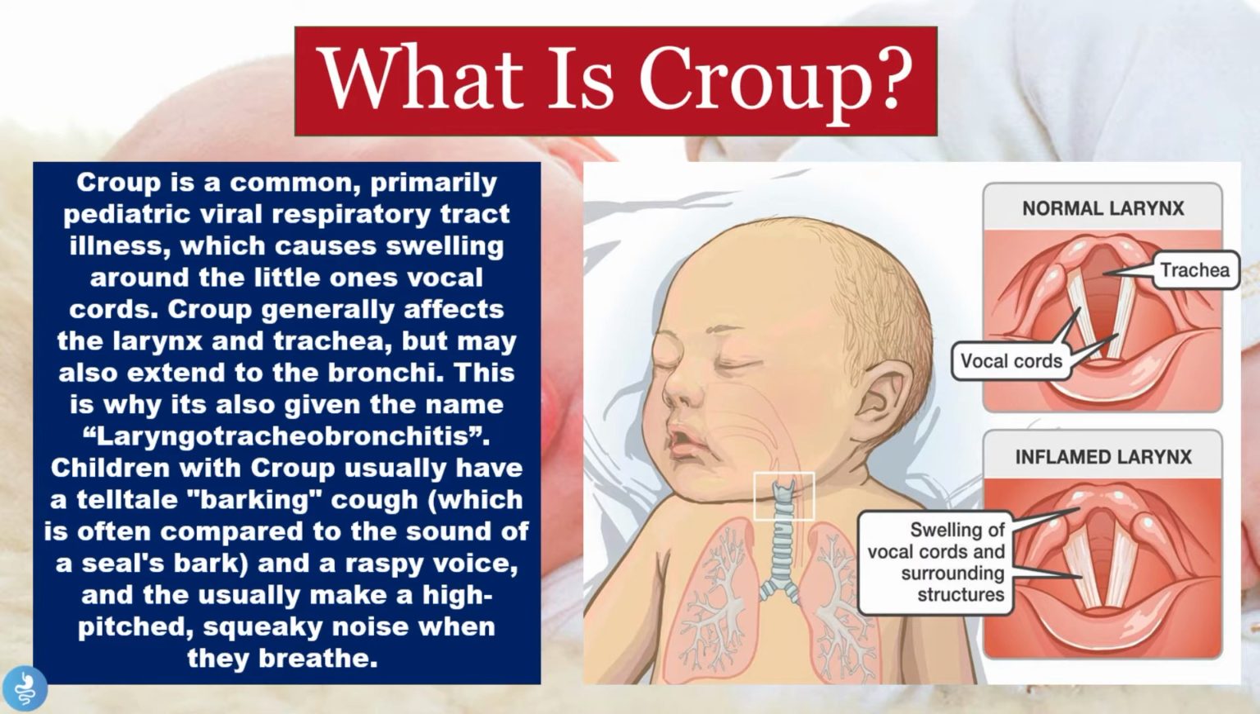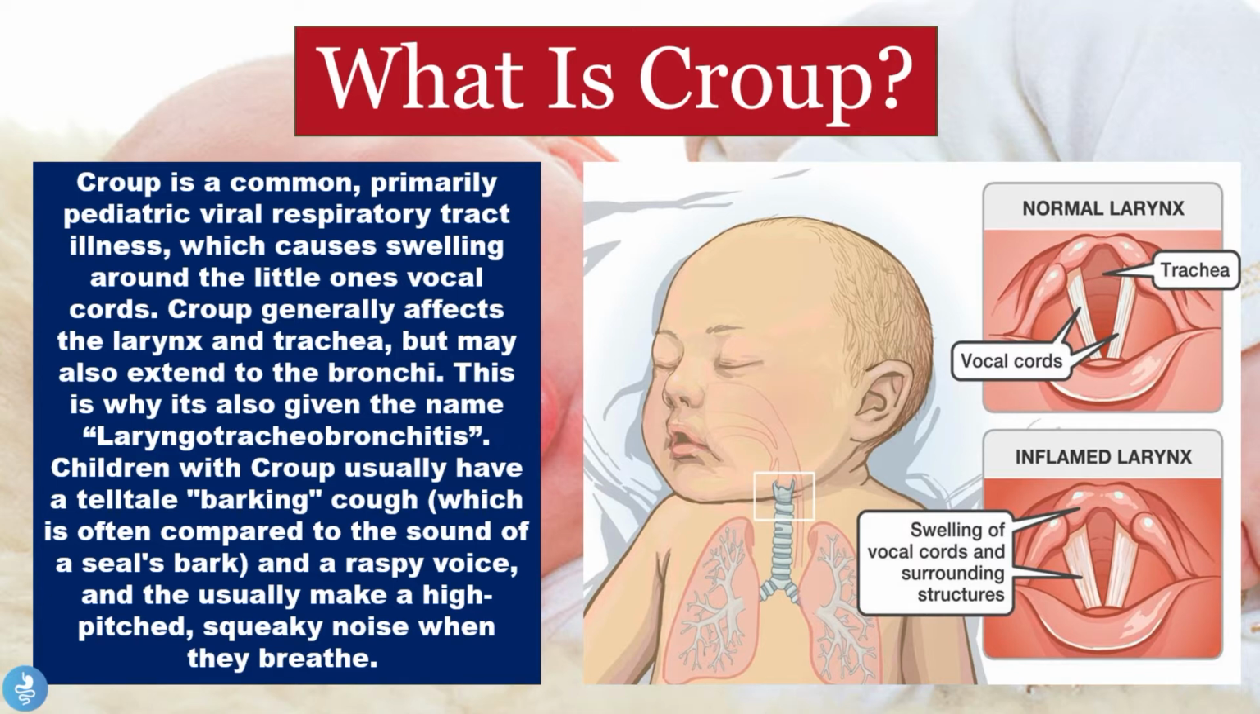So what is croup? Croup is a common, primarily pediatric viral respiratory tract illness which causes swelling around the little one's vocal cords. Croup generally affects the larynx and trachea, but may also extend to the bronchi. This is why it's also given the name laryngotracheobronchitis. Laryngo stemming from the larynx, tracheo stemming from the trachea, and bronchi stemming from the main bronchi. And the term itis refers to inflammation in the area, hence the name laryngotracheobronchitis.